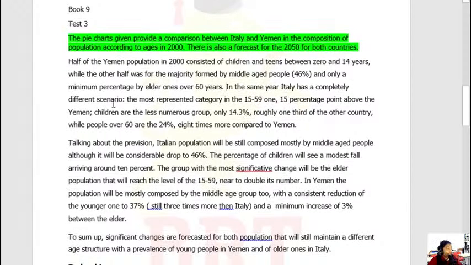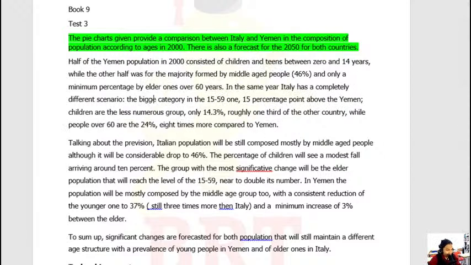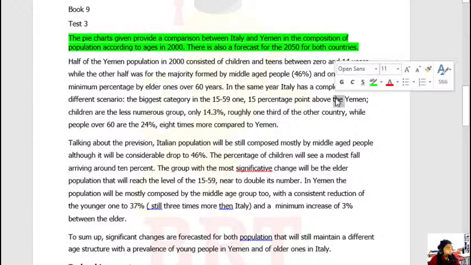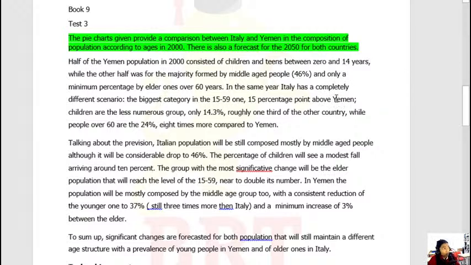In the same year, Italy has a completely different scenario. The most represented category is a bit long. I would just say the biggest category. Just make it simple. Don't be complicated in the exam. The biggest category is the 15 to 59-year-old one, 15 percentage points above the Yemen. Children above Yemen, I would just say Yemen. Or say the Yemeni one, or just say Yemen. Children are the least numerous group.